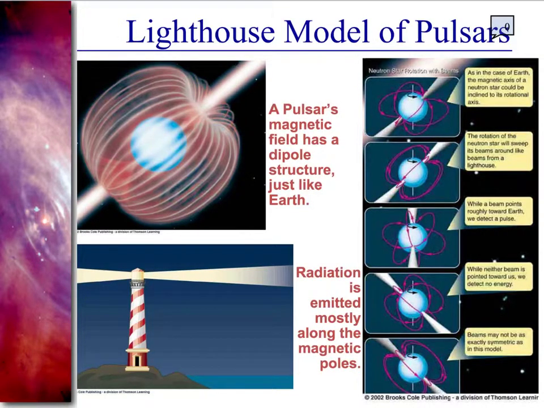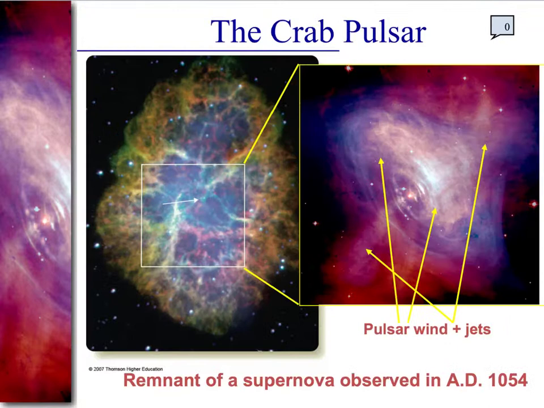So here again is that lighthouse model of a pulsar. We would only see it as a pulsar if this beam of light happened to point towards us. And again, remember the rotational axis is right here, but the magnetic axis is this way, and that's the way that we would observe it. So just like a lighthouse, when it's pointed towards us, we would see a pulse.